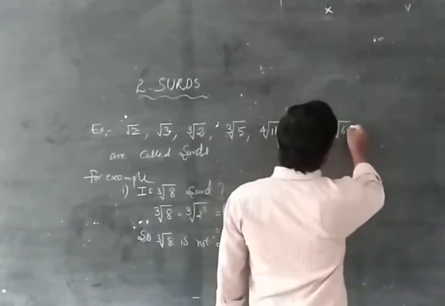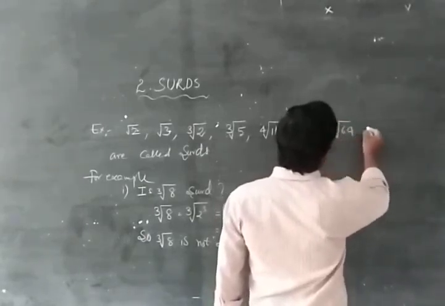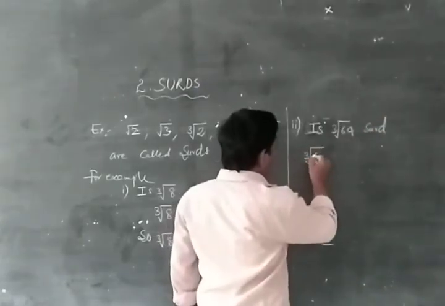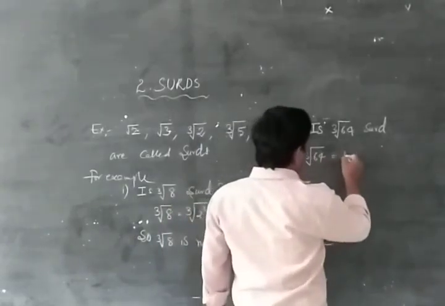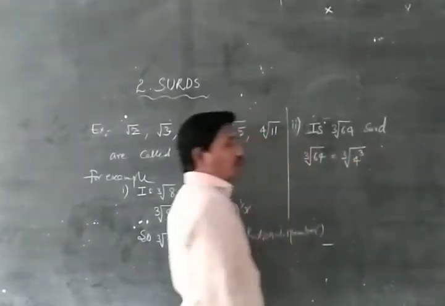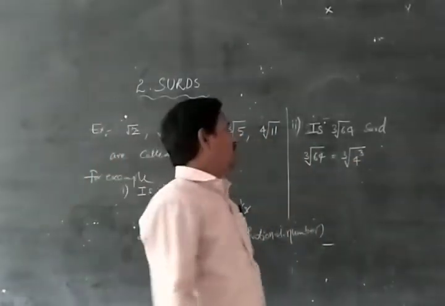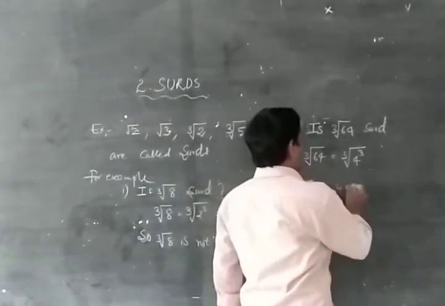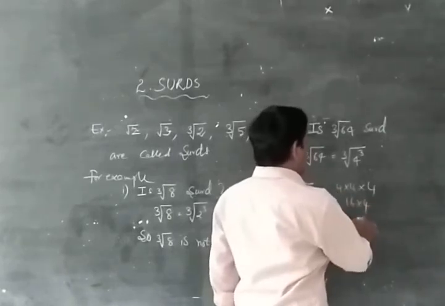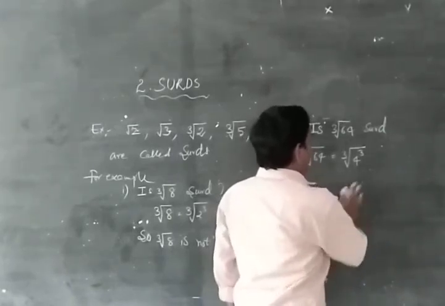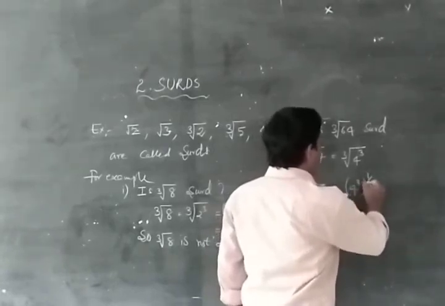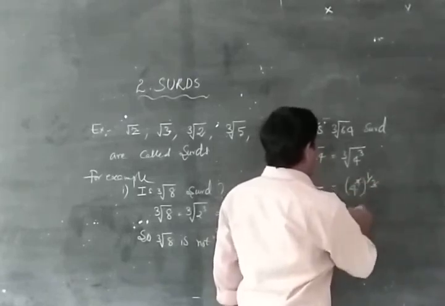Cube root of 64 is written as 4 cubed. 4 fours are 16, 16 fours are 64. That means the cube root of it, with power 1 by 3, so the 3s cancel, that means 4.